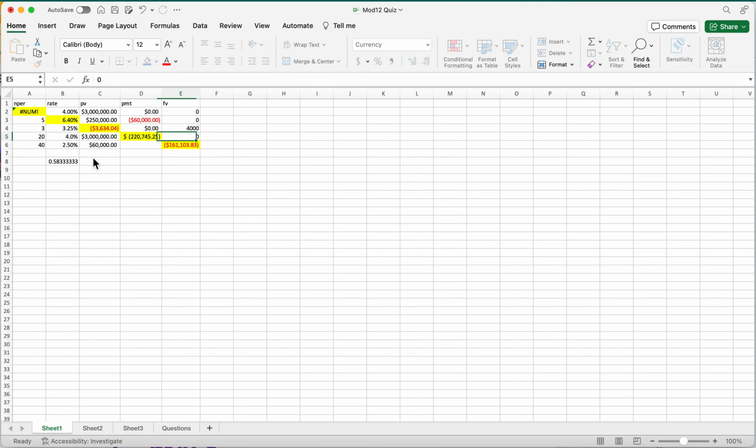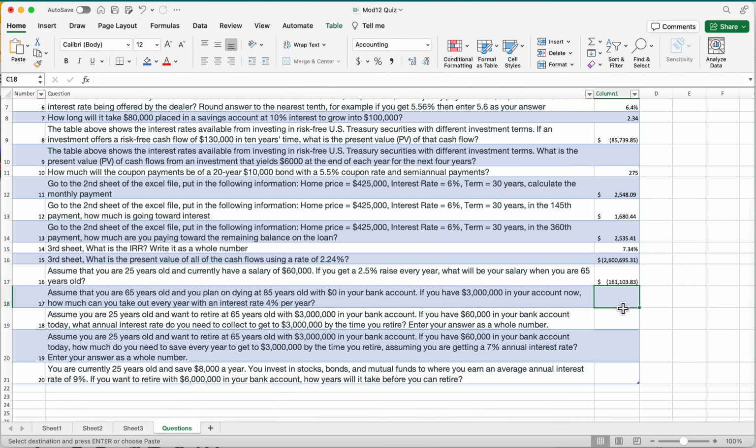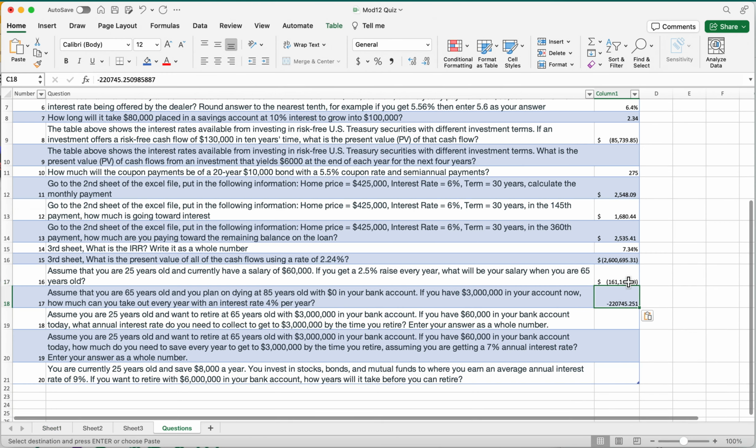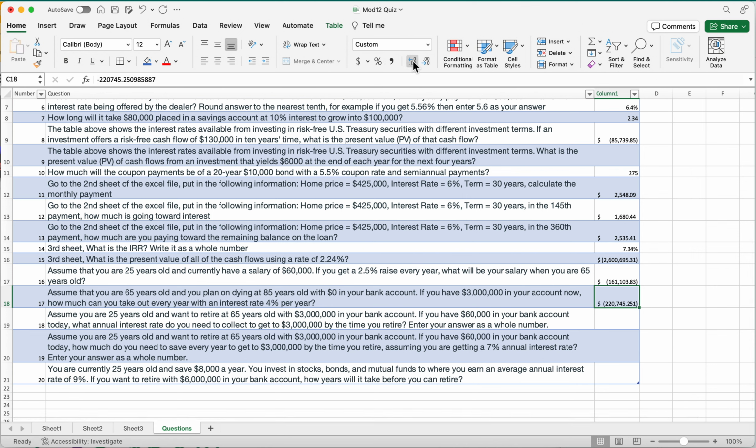1, 2, 3. And then at the end, when we die, it's going to be 0. So that means we can take out this much money every year. For your question, do the exact same process, but use whatever numbers are in the assignment. All I did was use the present value for whatever numbers here.